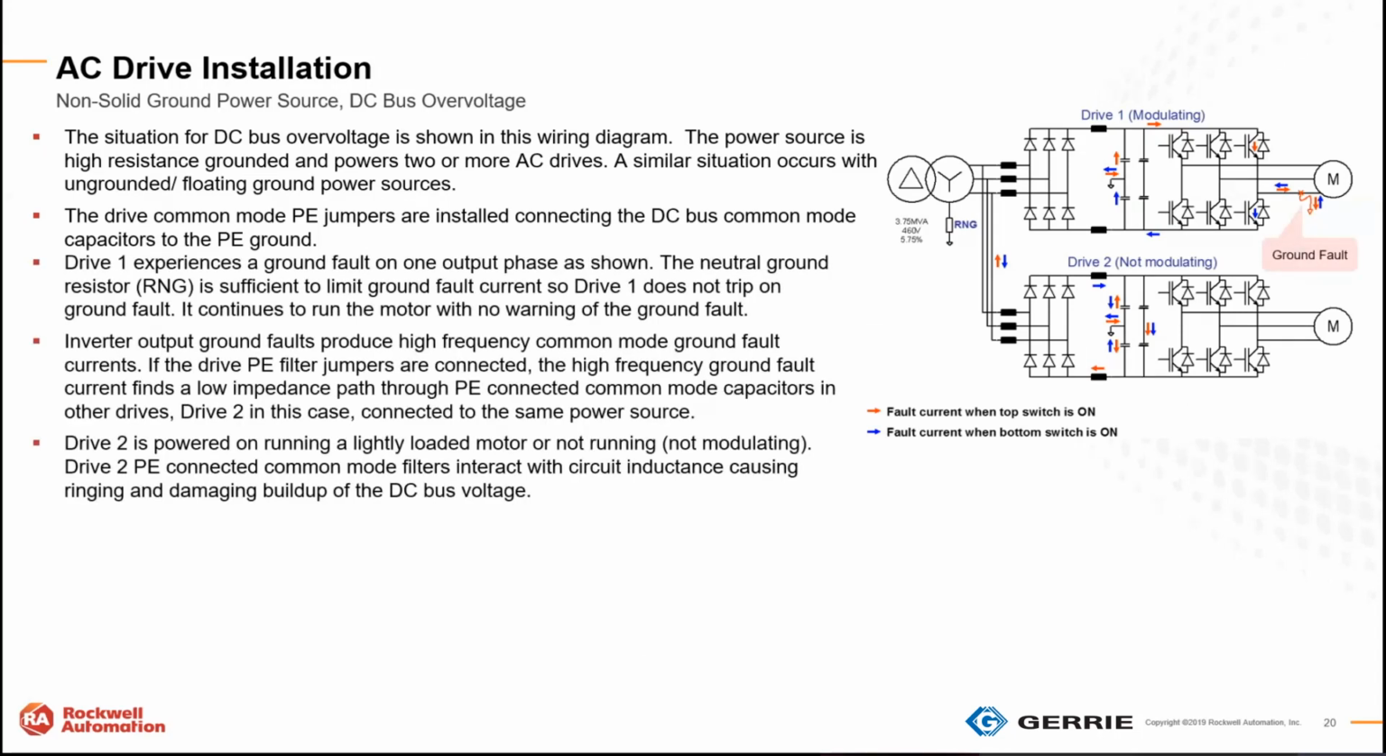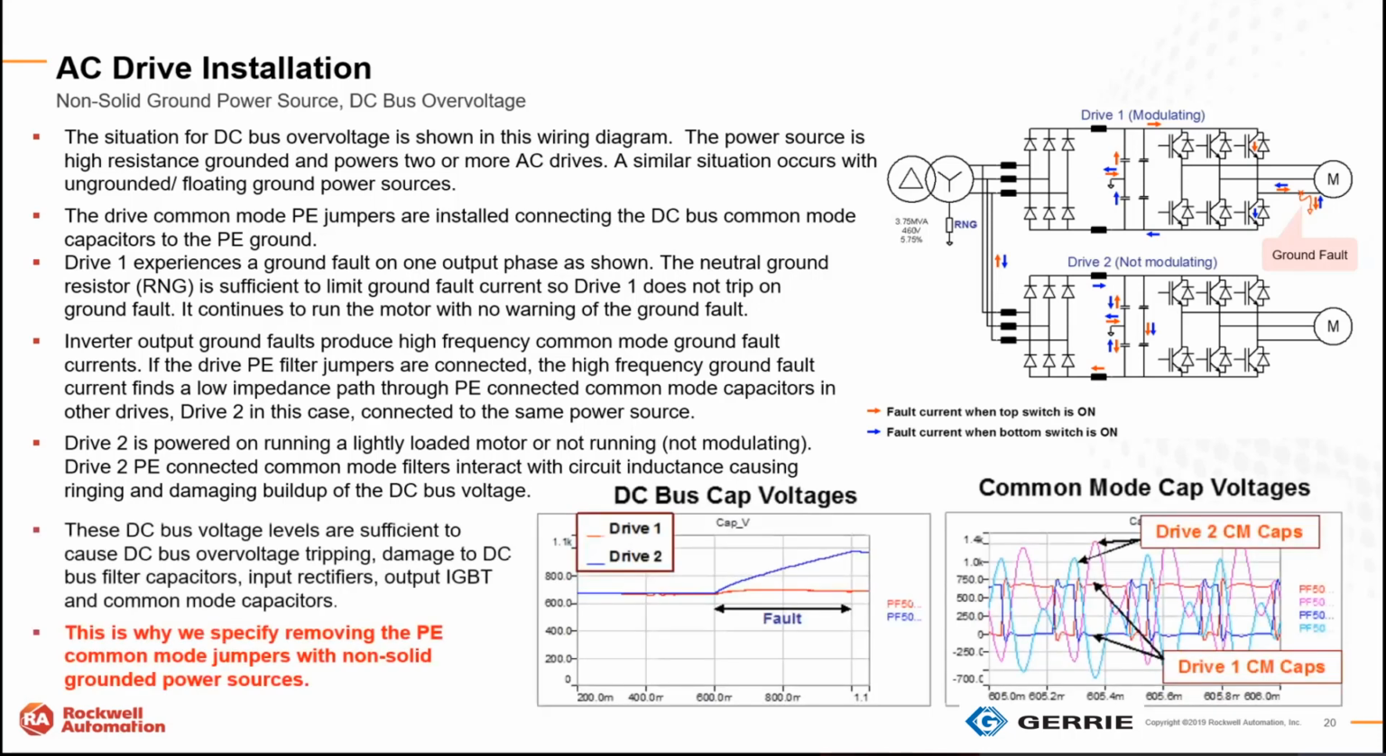This one is just an example. I'll go through it real quick. We've got a resistively grounded distribution system. We have two drives on the same system. Drive number 1 is motoring, but it has a ground fault. There is a tiny residual ground fault on here. Drive number 2 is not even modulating, so it's not running. It's just powered up, sitting there waiting to get its start command.